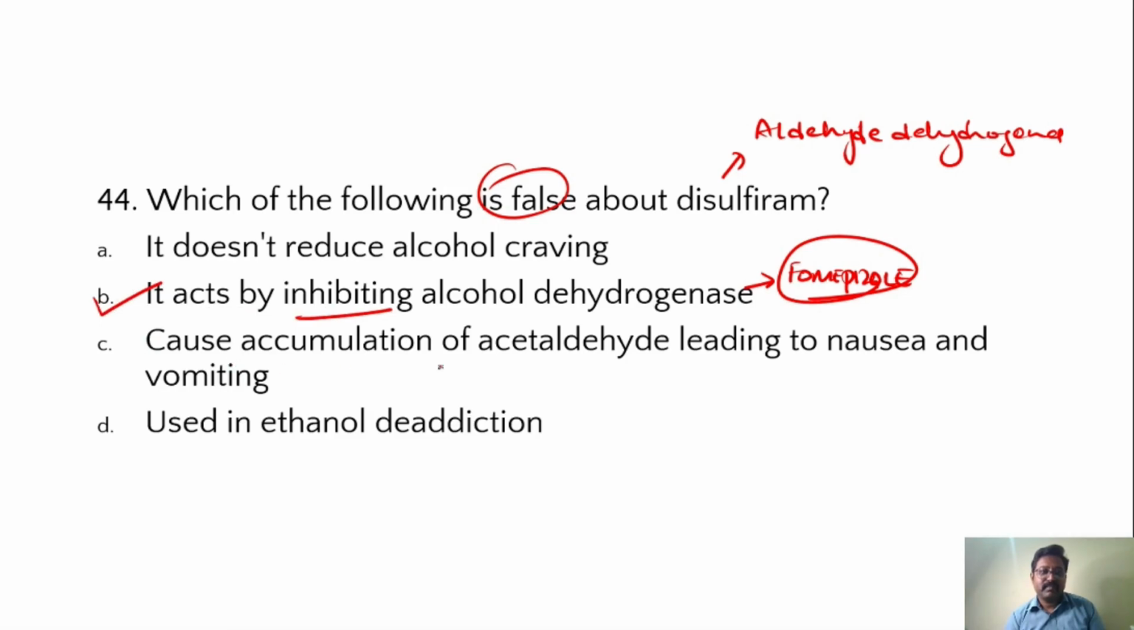So disulfiram causes accumulation of acetaldehyde, leading to nausea and vomiting. Yes, the harmful effect of acetaldehyde will be nausea, vomiting, etc. So they are used in ethanol de-addiction.